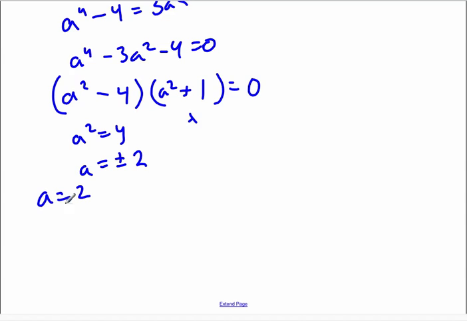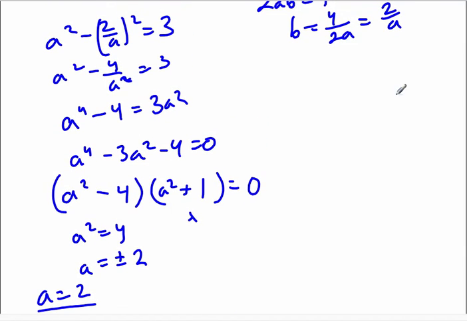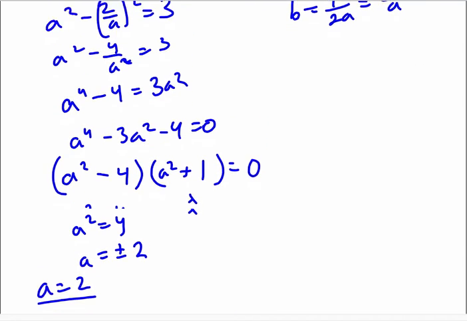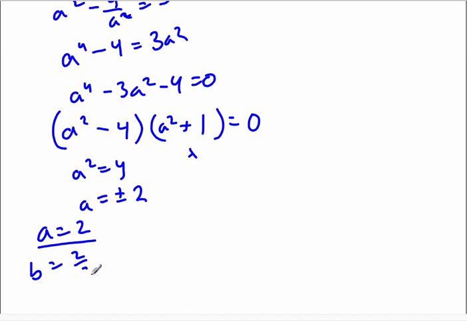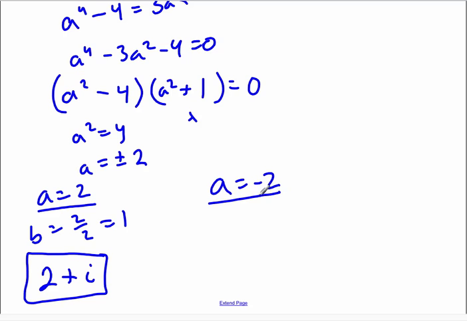So let's take the case of a equals 2 first. Let's see what we had before. We have b equals 2 over a. So b equals 2 over 2, which equals 1. So then our complex root is going to be 2 plus 1i, or just 2 plus i in that case. If a equals -2, then we're going to have b equals 2 over -2, which equals -1. So we're going to have -2 minus i as the other root.